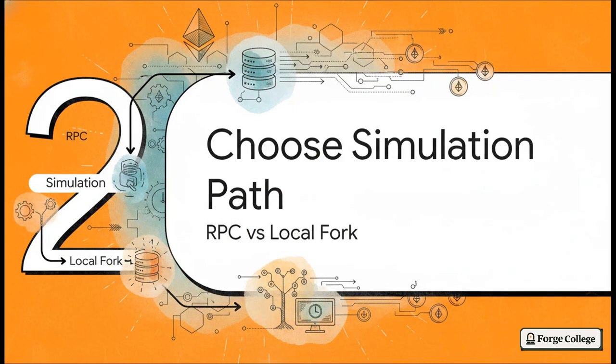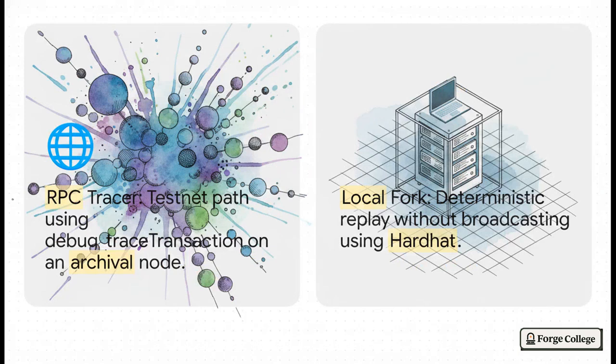Moving right along to section 2, choose your simulation path. You actually have two very different ways to run this experiment, and it entirely depends on your needs. Option A is the RPC tracer. This fires off debug trace transaction on an archival node. It's fantastic for seeing how your transaction reacts in a shared, live, and slightly unpredictable testnet environment. Option B is your local fork, using tools like Hardhat or Ganache. This doesn't broadcast to the network at all, which means you get an isolated, highly repeatable environment. Both are completely valid. It just depends on the specific conditions you want to test.